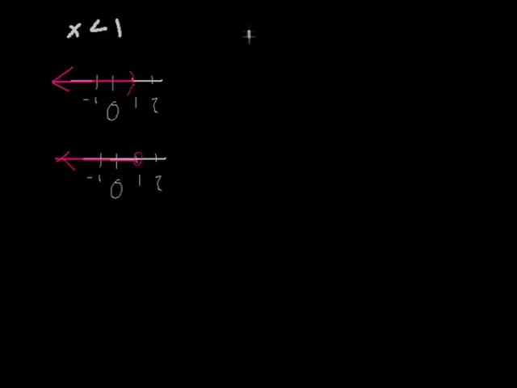Let's look at a couple more inequalities here. Let's say we have 4x plus 2 is less than 1. First thing to do is we want to get x by itself, so let's start. Now we have 4x is less than -1.